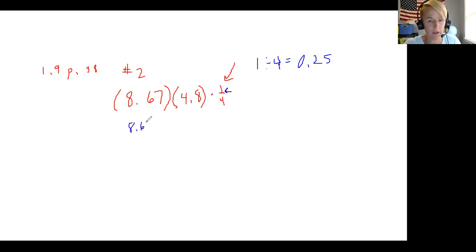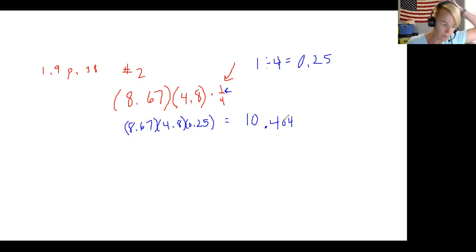So all I have to do is just replace this 1/4 with 0.25. So I'm going to rewrite 8.67 multiplied by 4.8 multiplied by 0.25. And I'm literally just going to put this in my calculator. So here we go. 8.67 times 4.8 times 0.25. Final answer is 10.404. It doesn't say anything about rounding it, so I'm just good to go.